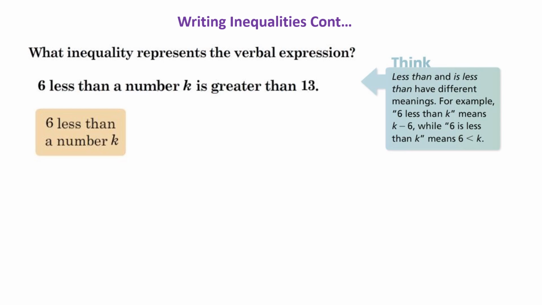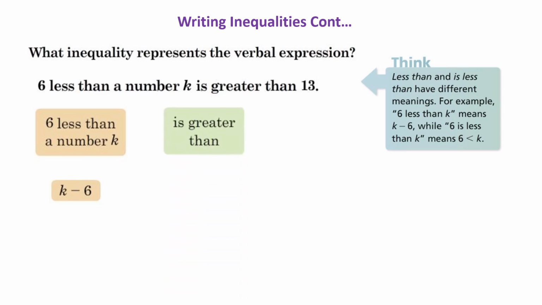Okay, this goes back from chapter 1. If you don't remember what the meanings are, you might want to review that. And then 6 is less than k is going to be represented with the inequality symbol. So we're going to want to make this look like k minus 6. You're probably wondering, well, why did we flip it? Why isn't it 6 minus k? That's because of the words less than. Anytime you have those words, you've got to flip it.